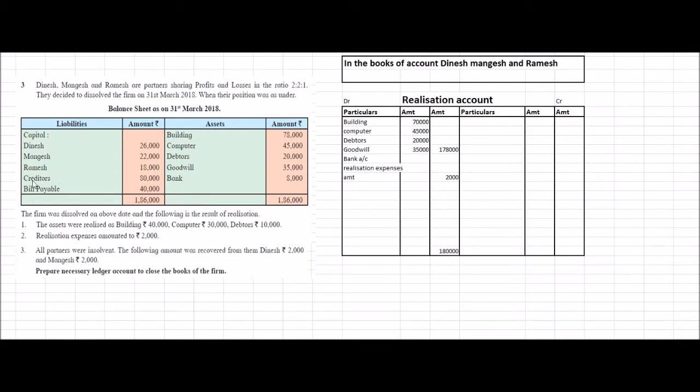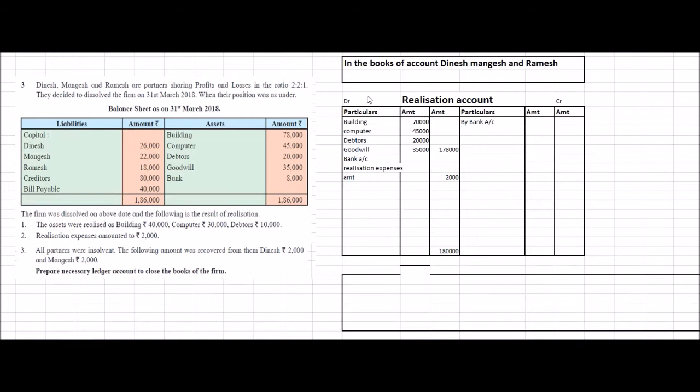How many accounts are there? Creditors and bills payable. Whatever creditors' liabilities there are, a separate account will be opened for the creditors and bills payable. By bank account on the credit side, the assets were realized as building 40,000 rupees, computer 30,000 rupees, and data 10,000 rupees. These assets are sold for these amounts.